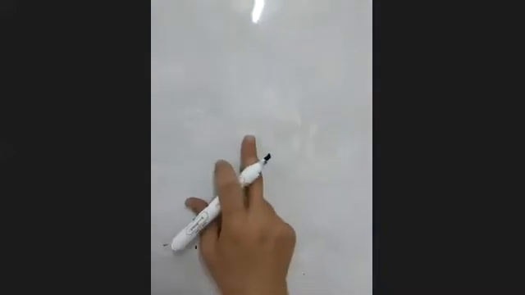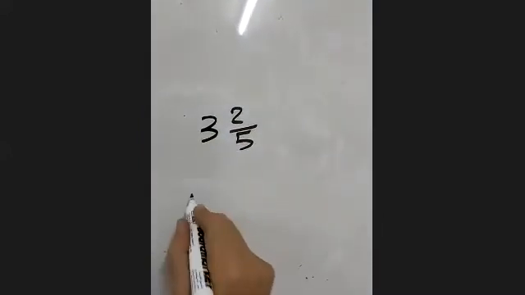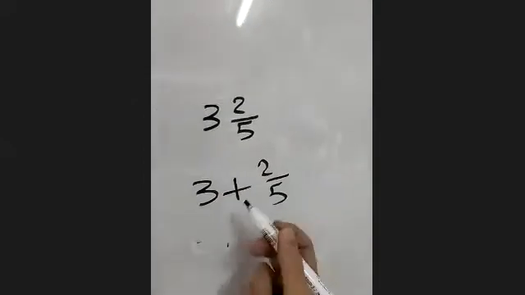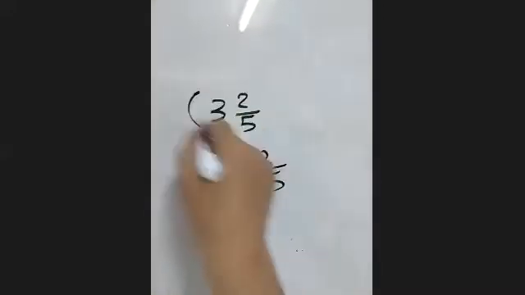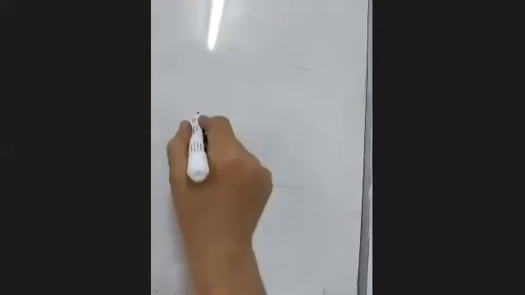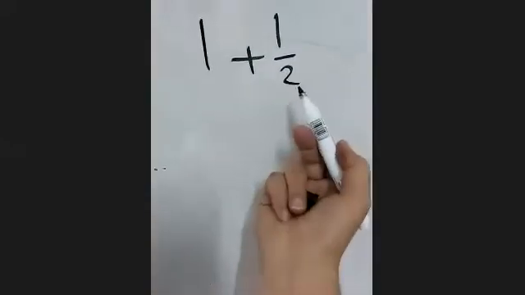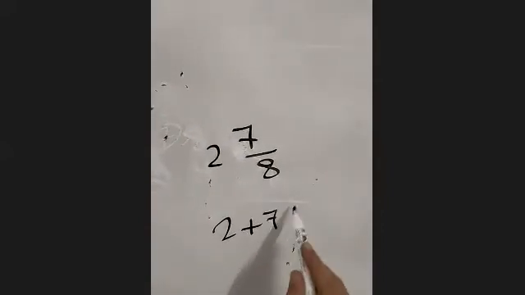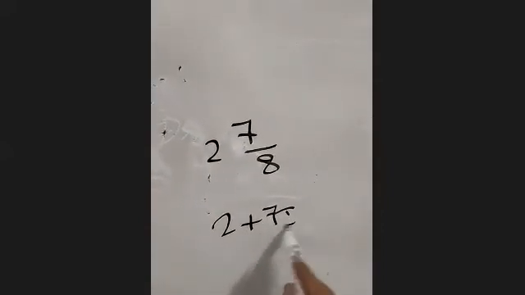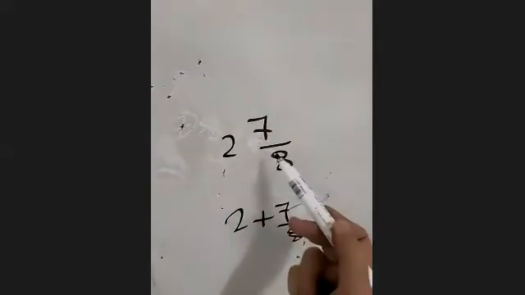Look here, guys. The mixed number, for example, 3 and 2 over 5, we can write it as 3 plus 2 over 5. They are the same. For example, 1.5 is 1 plus half. How much is 1 plus half? 1.5. For example, 2 and 7 over 8 is 2 plus 7 over 8.